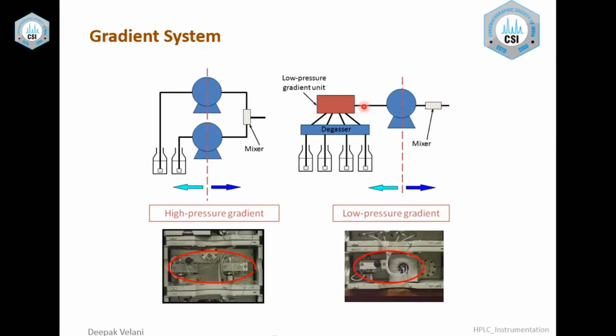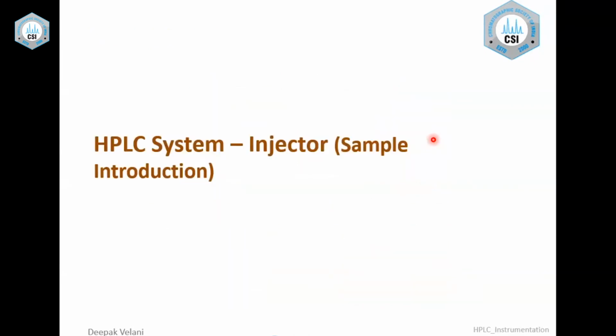Here also, if required, a mixer can be used, but generally the mixing happens between the pump and the low pressure gradient or multi-proportioning gradient valve. So this is the low pressure gradient system. So I'm sure high pressure gradient system, low pressure gradient system, isocratic and gradient analysis is clear to you all.